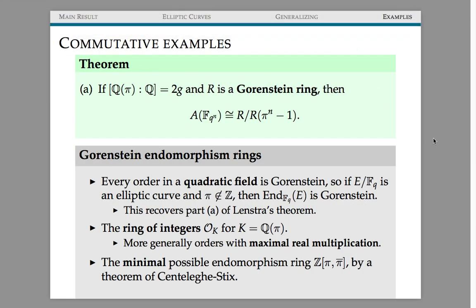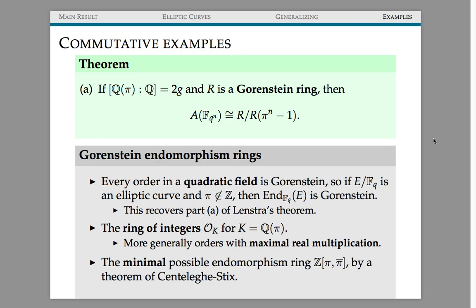Now let's talk about some examples. So here's a reminder of part A of the theorem. Then some Gorenstein endomorphism rings. For example, every order in a quadratic field is Gorenstein. So in particular, if we have an elliptic curve over a finite field, such that the Frobenius is not an integer, then we know for sure that this commutative endomorphism ring N F_Q E is Gorenstein. This recovers part A of Lenstra's theorem, where the Gorenstein property was hiding but present.